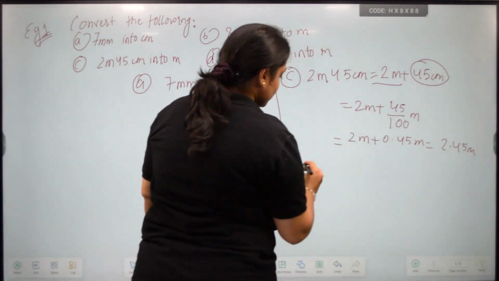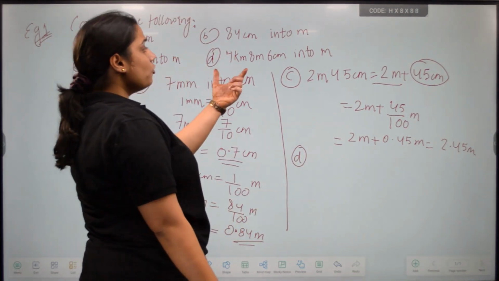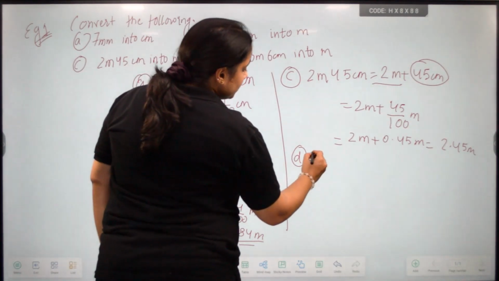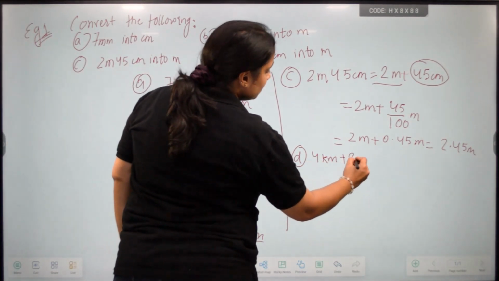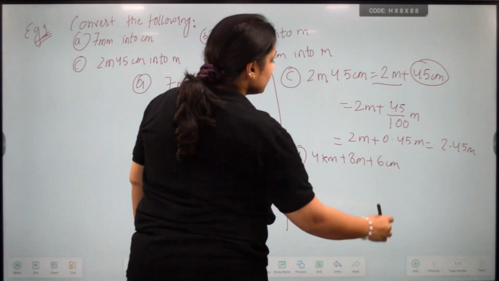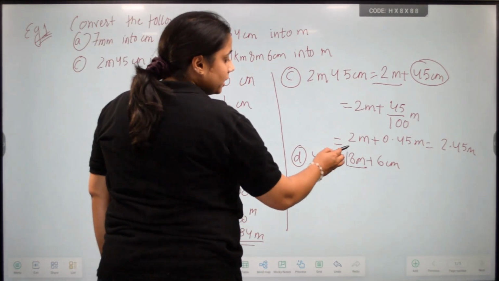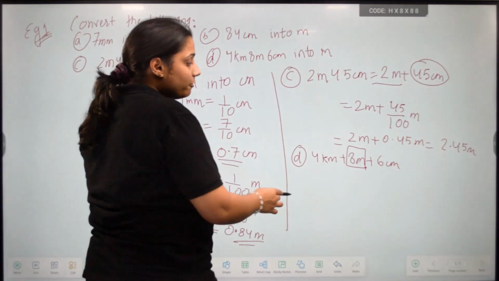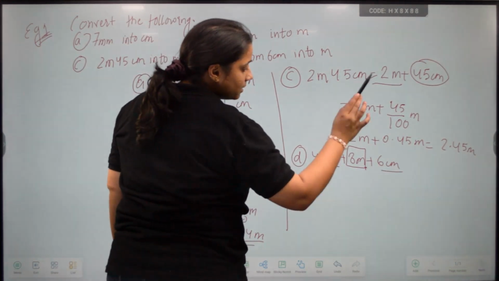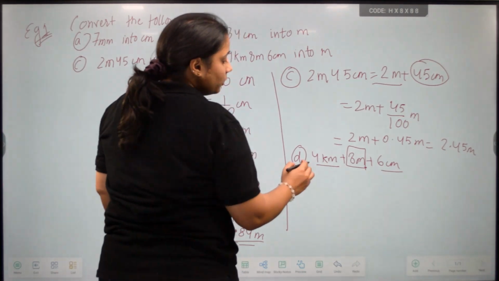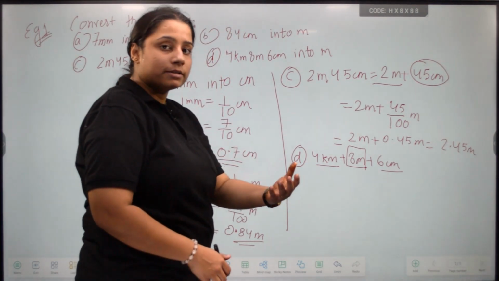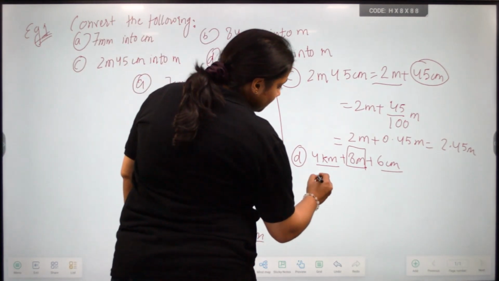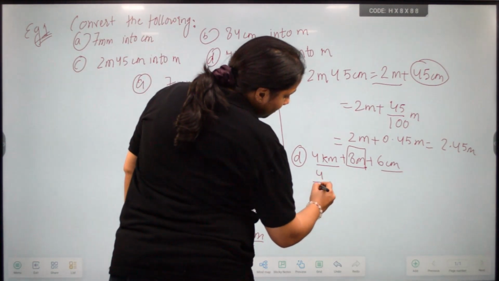that becomes 2.45 meters. Part D, 4 kilometers 8 meters 6 centimeters into meters. It can be written as 4 kilometers plus 8 meters plus 6 centimeters. We can see that this part is already in meters, so we need not convert it. We have to convert this and this. We know that 1 kilometer has 1000 meters. So 1 meter will be equal to 1 upon 1000 kilometers.